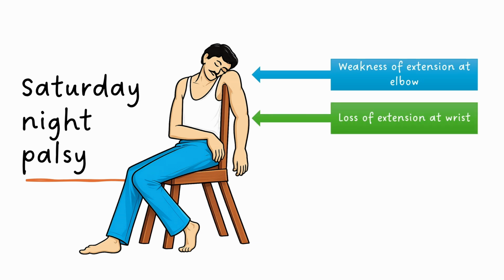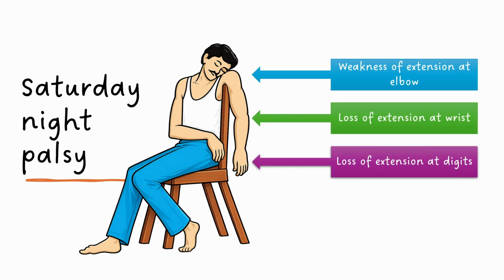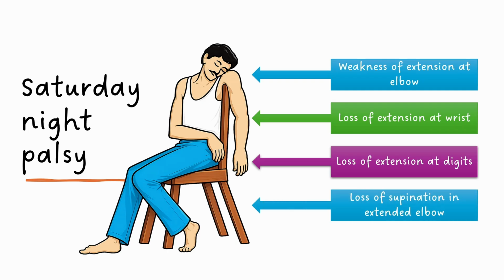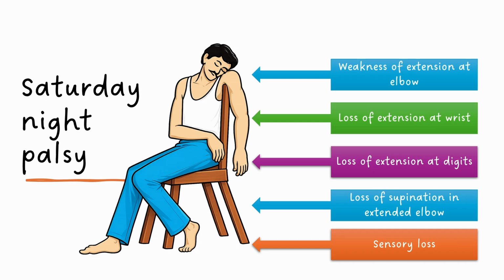Then we have loss of extension at the wrist, loss of extension at the digits. There is loss of supination in extended elbow, and the sensory loss here is restricted only to a small area over the dorsum of the hand between the first and second metacarpals, because again the cutaneous nerves are given before the common site of injury in the spiral groove.